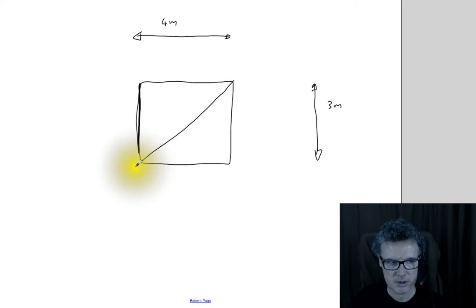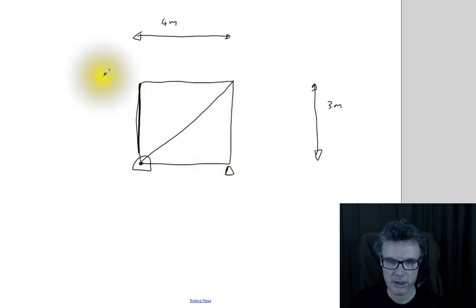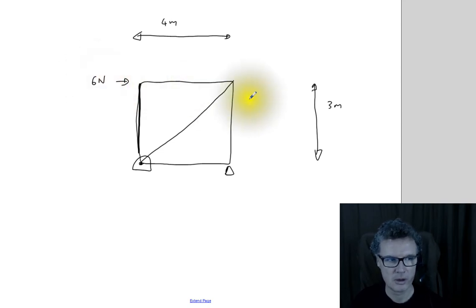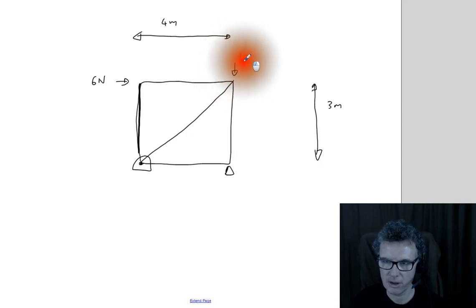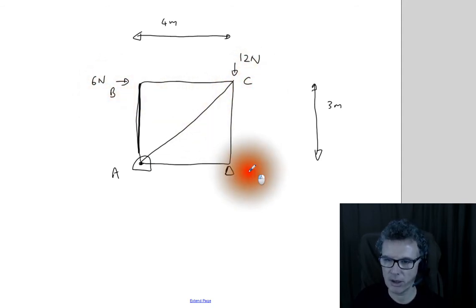It's labelled up as, here we have a hinge, and we've got a pivot here. Going to apply 6 newtons here and 12 newtons here. This is going to be A, B, C and D.